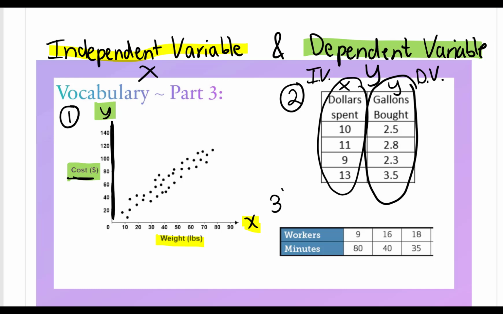In example 3, it's the same. X is workers, y is minutes. So workers is the independent variable and minutes is the dependent variable. So otra vez en ejemplo número 3 tenemos otra tabla pero es horizontal. Workers es la letra X, entonces esa es la variable independiente. La otra es minutos y este significa la letra Y, entonces es variable dependiente.